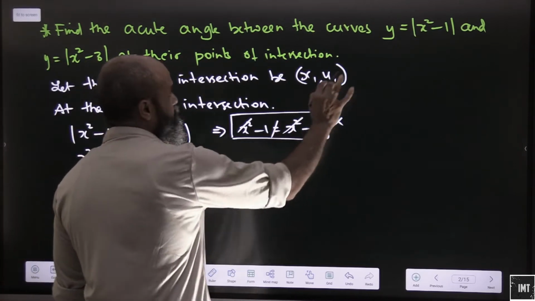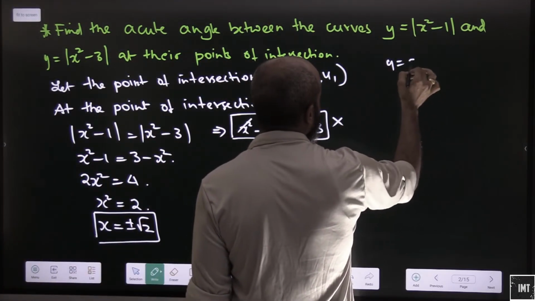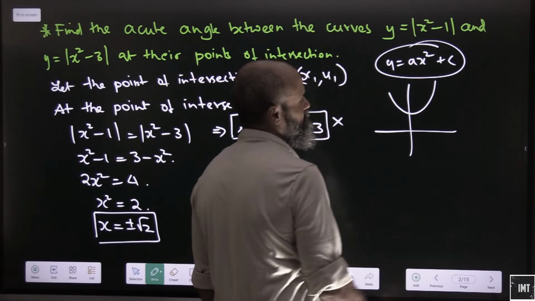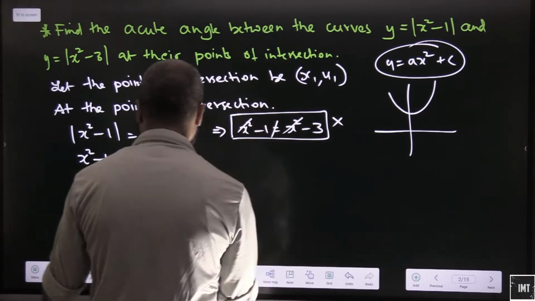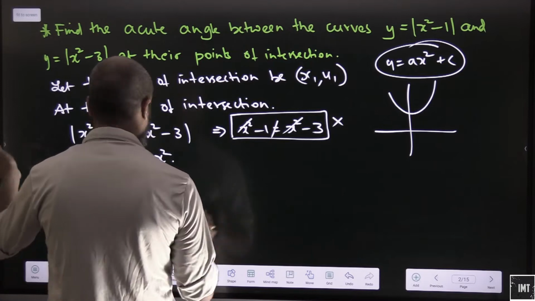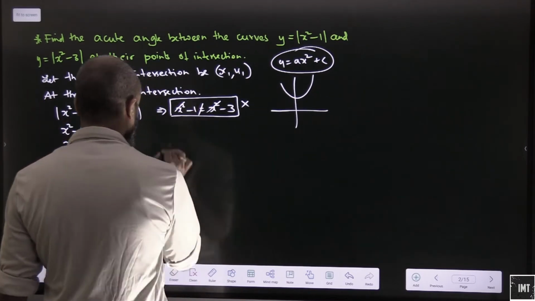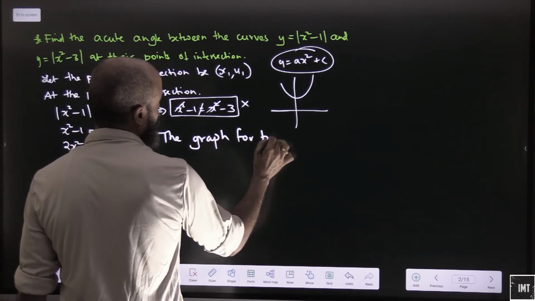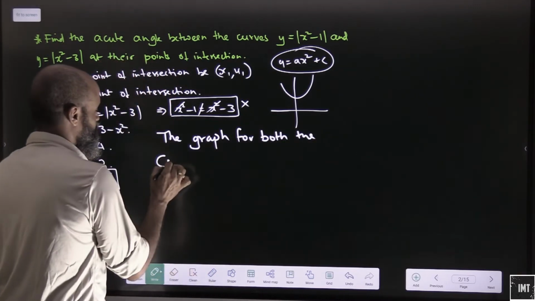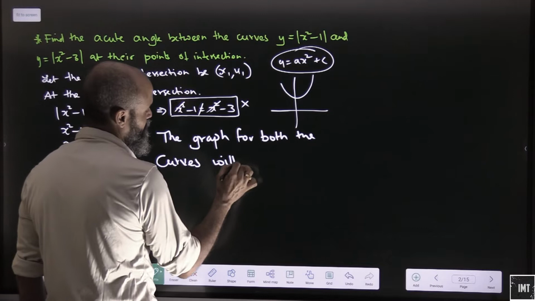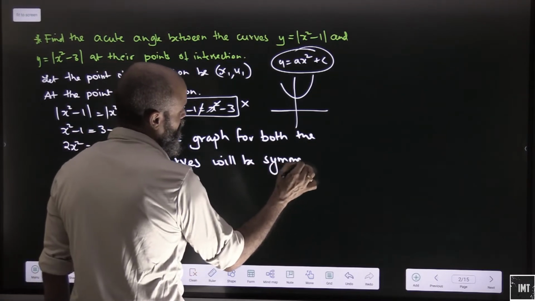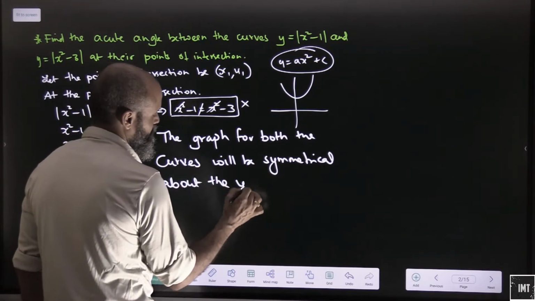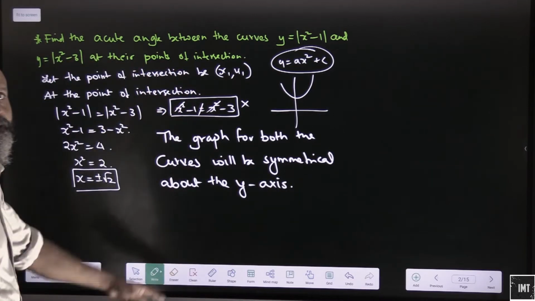Okay, now understand this, whenever we have a curve like this, y is equal to ax square plus c, this is going to be a curve which will look like this. It will be symmetrical about the y-axis, I'm sorry. So the graph for both the curves will be symmetrical about the y-axis. This is for sure. The graph for both the curves will be symmetrical about the y-axis.